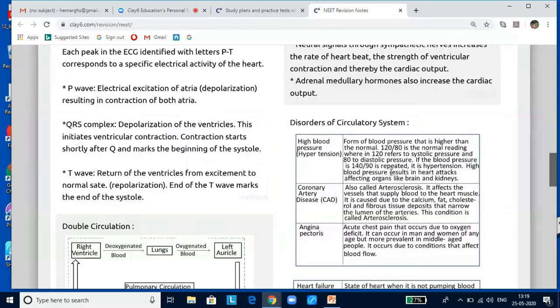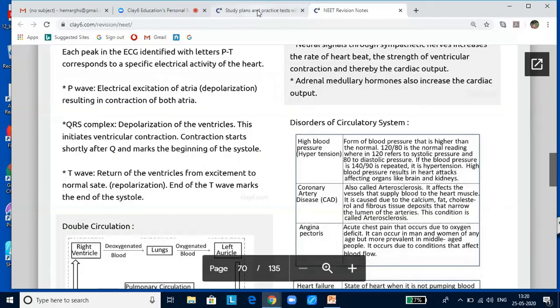It is more common in middle-aged and elderly and affects the blood flow. Heart failure is a state in which the heart is not pumping enough blood to meet the body's demands. It is also called congestive heart failure because of congestion of the lungs. Heart failure is different from cardiac arrest. In cardiac arrest, the heart stops beating, or a heart attack, when the heart muscle is suddenly damaged by an inadequate blood supply. So with this, we are completing the concepts that need to be covered in this lesson.